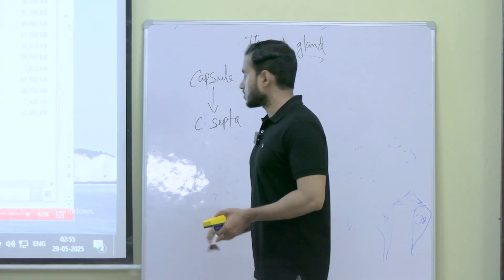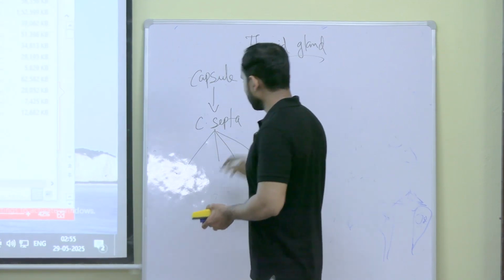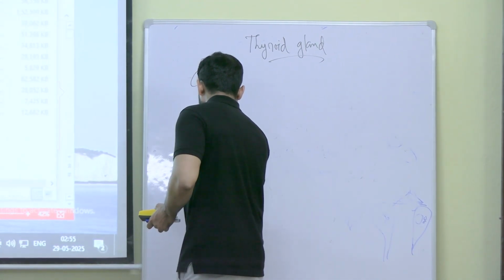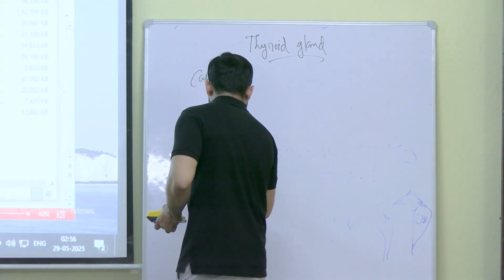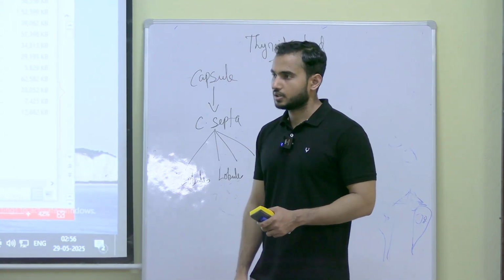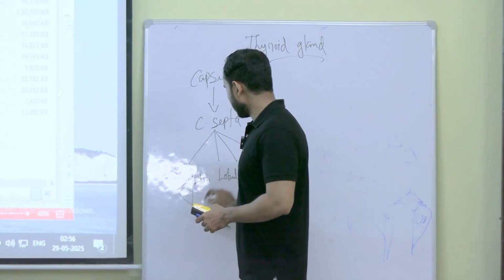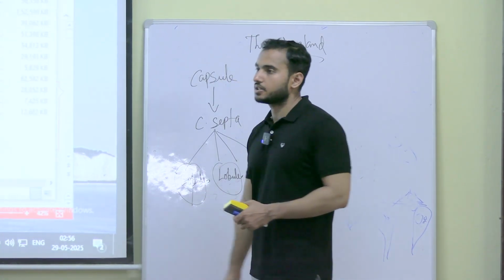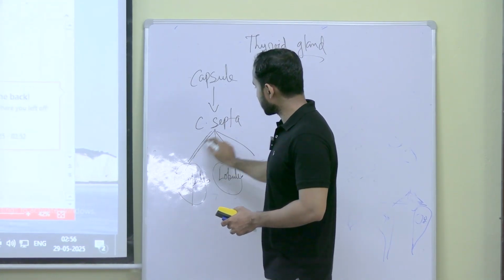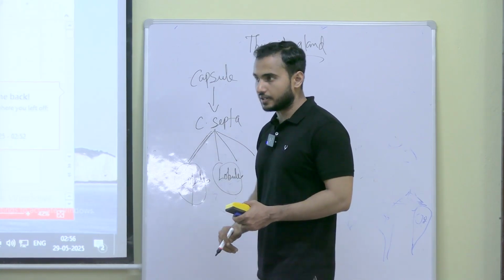Okay, so connective tissue from the capsule, the connective tissue septa, will go into the substance of the gland and divide it into numerous lobules. Like this, numerous lobules will be there. Now if you take any one particular lobule, what will you see? First of all, through the connective tissue septa, the blood vessels from the exterior are going into the gland.